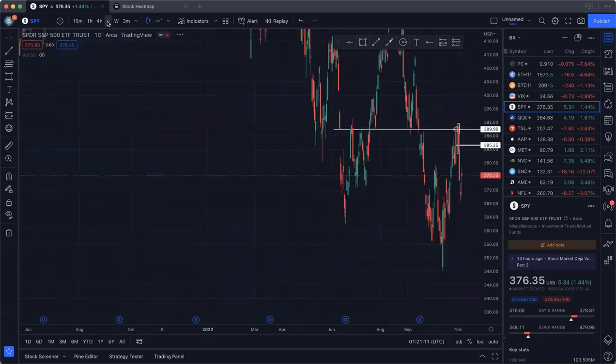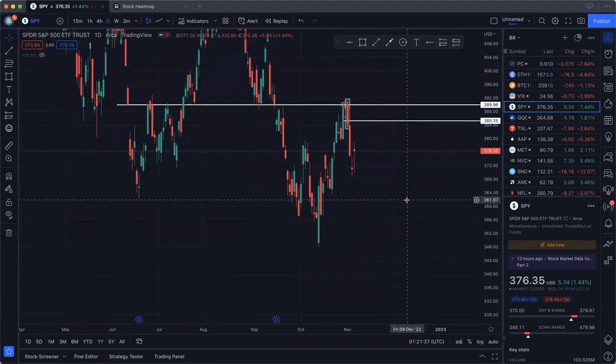Does anybody have any questions? What trading platform is this? TradingView. Just standard TradingView. Does anybody have questions? Do you all understand? No problem. Happy to help. Does this make sense to you guys?